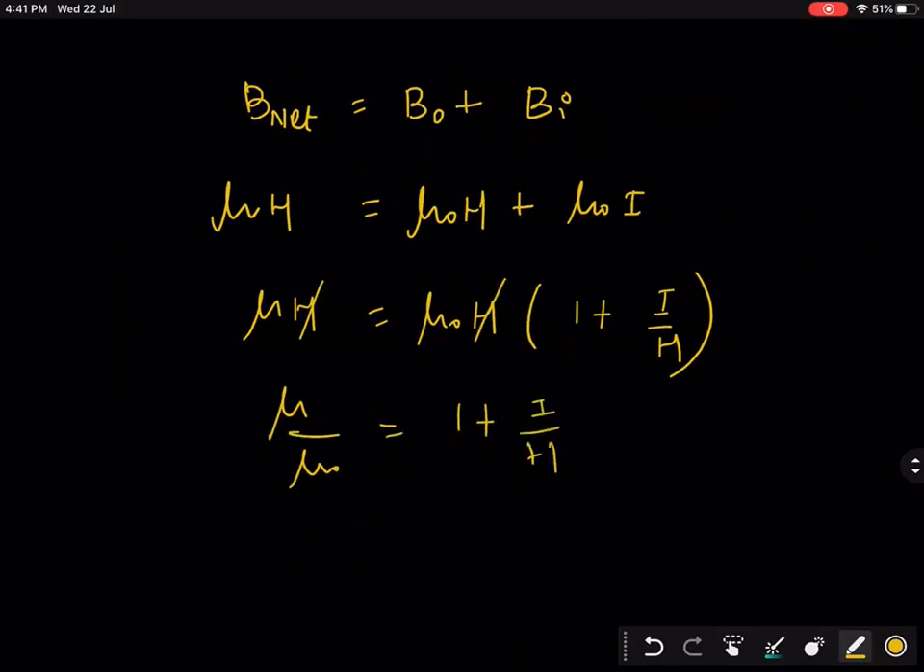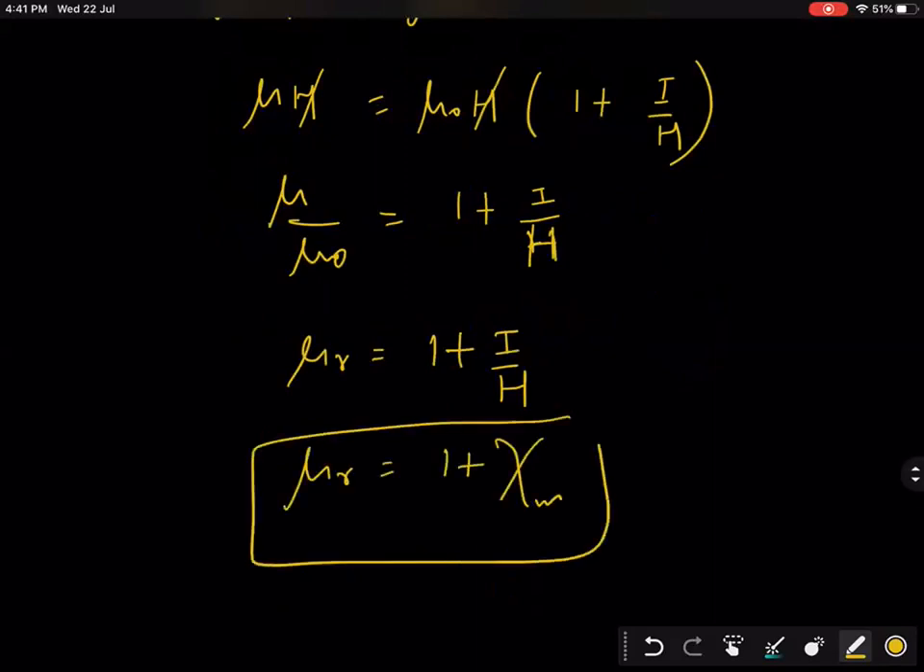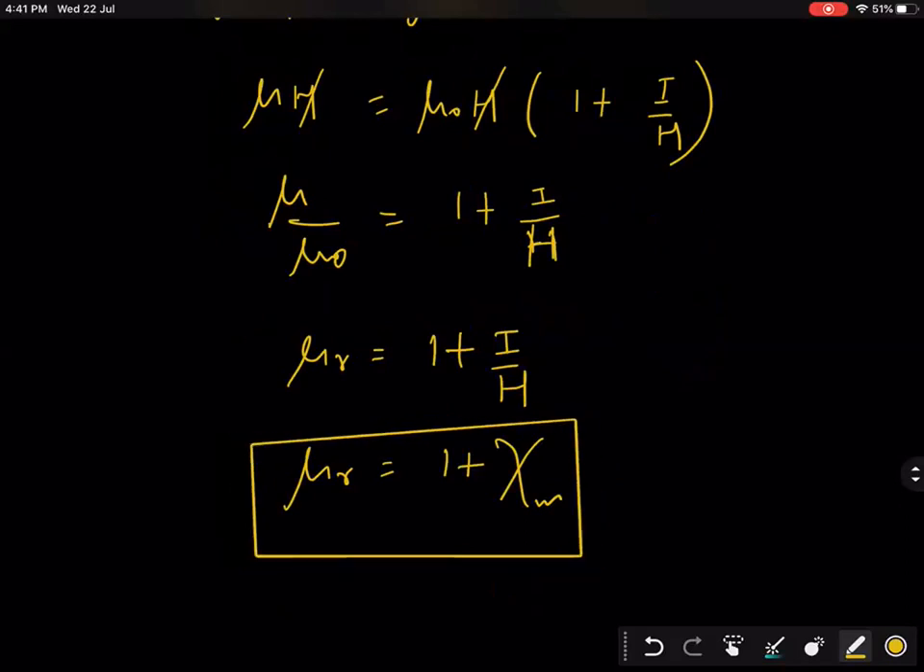Now I cannot explain this from the very basics; you need to understand this. Mu upon mu naught is a new constant, relative permeability. 1 plus I by H, and I by H is chi. So mu R is 1 plus chi. Derivation is not at all important, derivation is not required. This result is required. This result is very important.